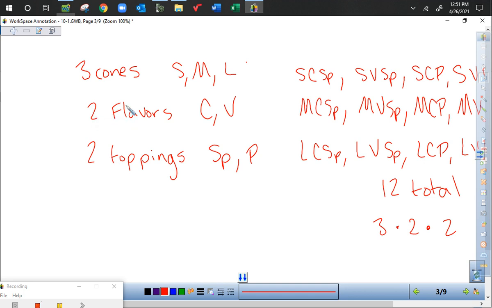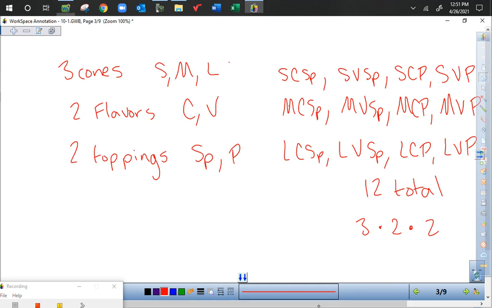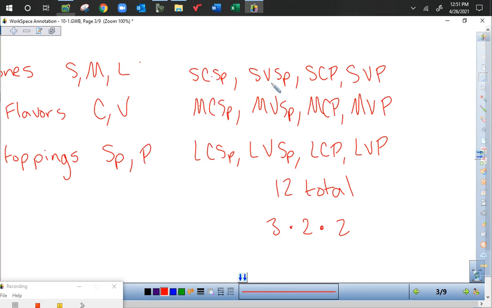So suppose we only had 2 flavors, chocolate or vanilla, and we only had 2 topping options, sprinkles or peanuts. How this would look is we could get a small cone and have chocolate or vanilla with the sprinkles and with the peanuts, or we can have a medium cone, chocolate, vanilla, sprinkles, peanuts, or that same thing with the large. And you can see there's 4 different ways to have a small cone, 4 different ways for medium, and 4 for large, for a total of 12.